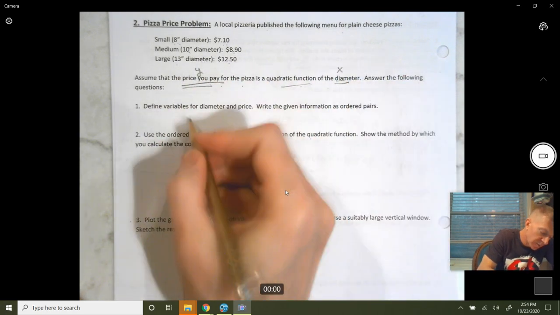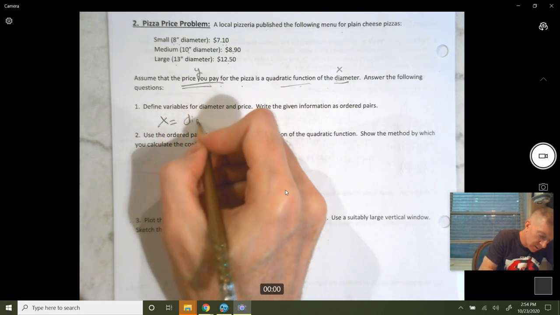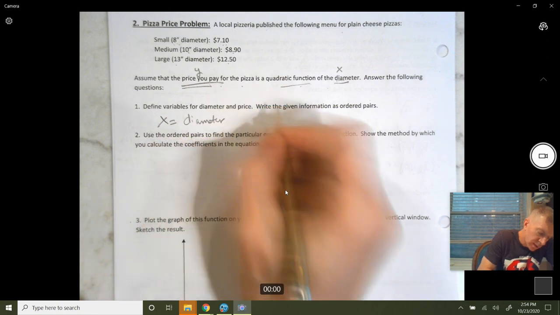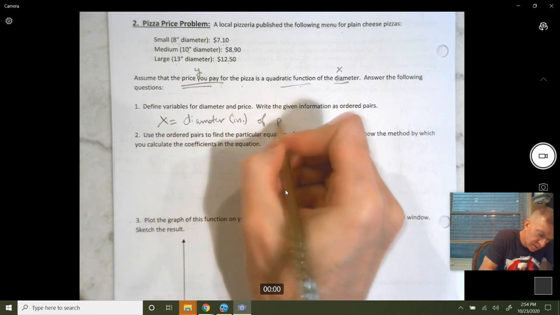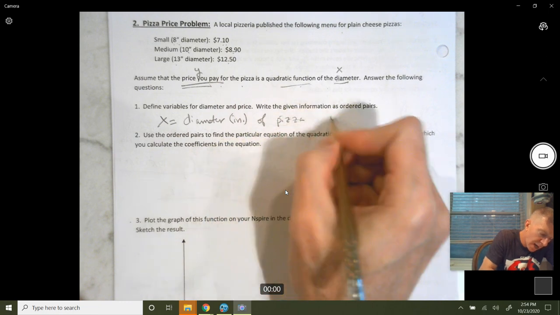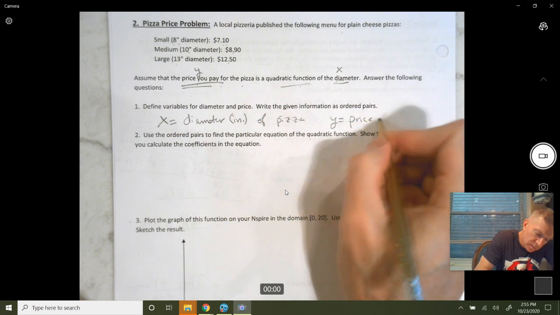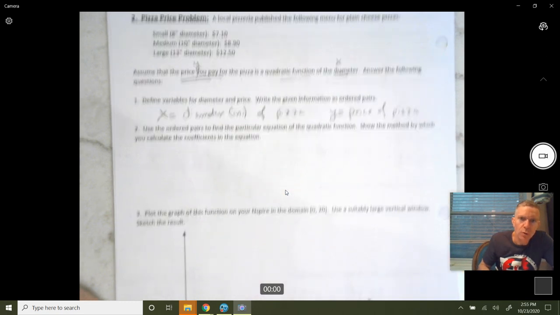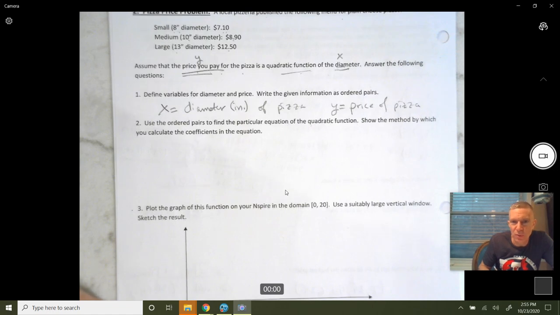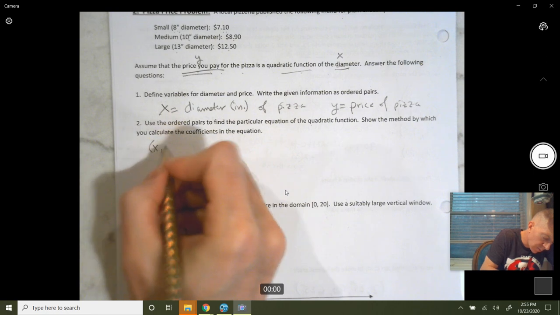Okay, define your variables. X is the diameter in inches of your pizza, and y is the price you pay. Okay, use the ordered pairs to find the particular equation of the quadratic function. Okay, so your ordered pairs are in x comma y.